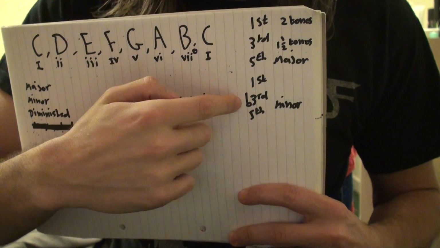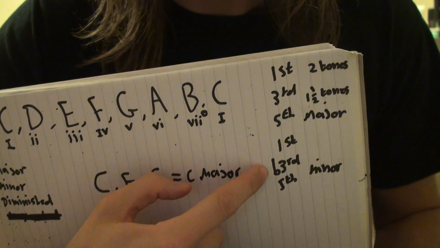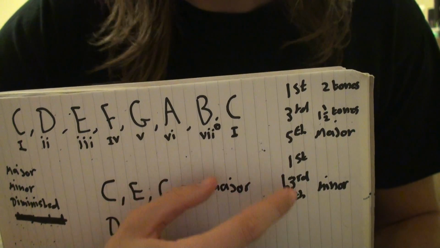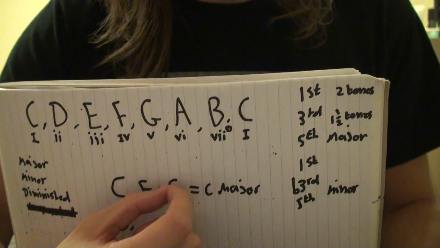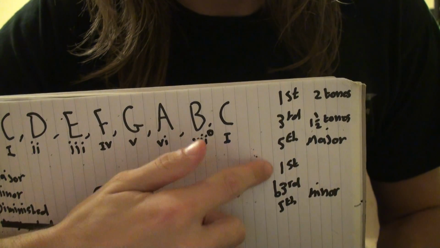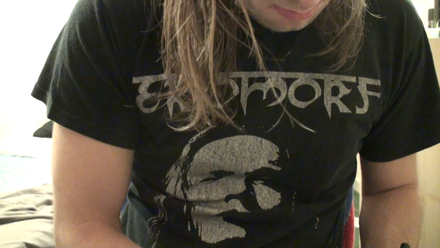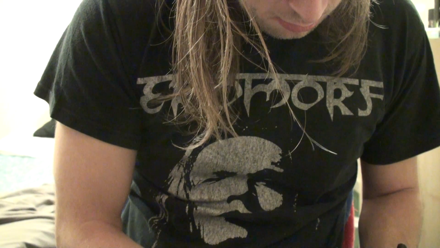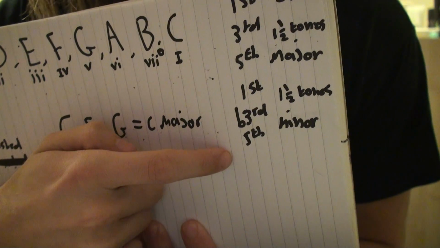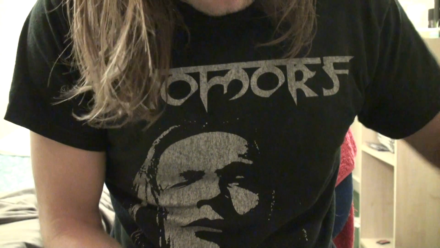Between a first and a flattened third, we have 3 notes, because the third is flattened, so it goes down by 1 note. So that means there's only 3 notes instead of 4. So between there, we have 1.5 tones. But then between a flattened third and a fifth, we have 2 tones.